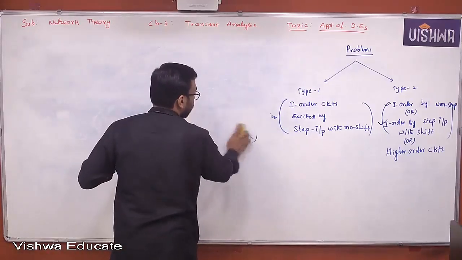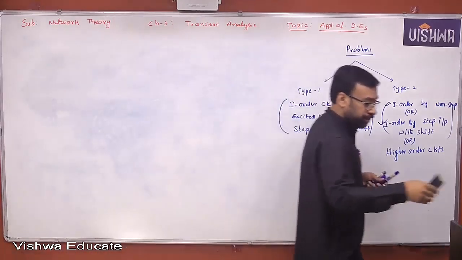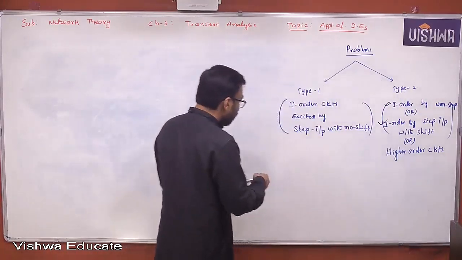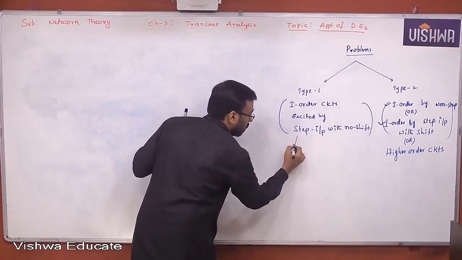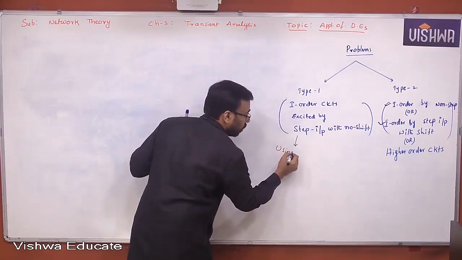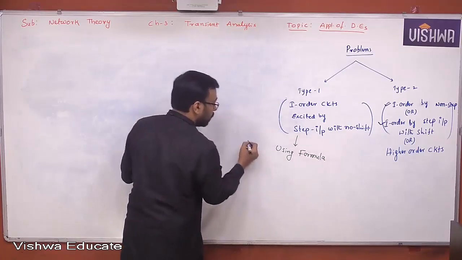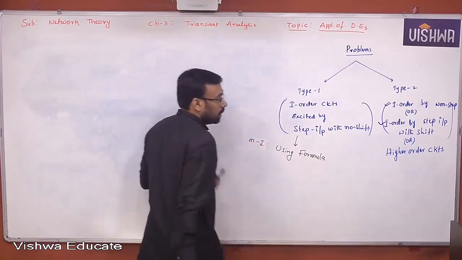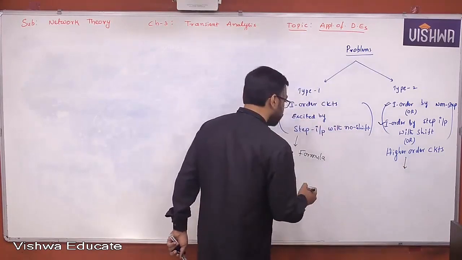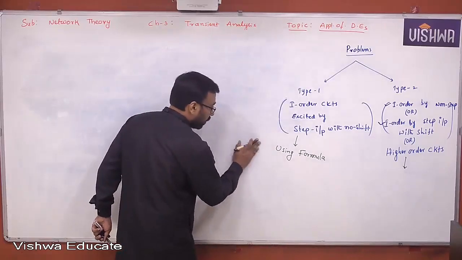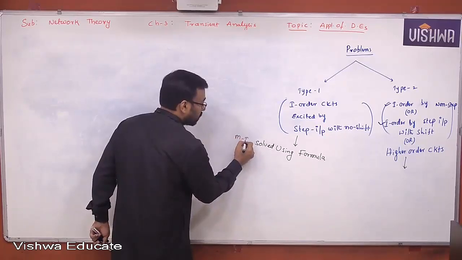I think you understand very clearly, there are 2 types of problems, type 1 and type 2. The type 1 problems are solved using a formula, a simple formula. Method 1 you are applying. These problems are solved using a formula. Method 1 it is.